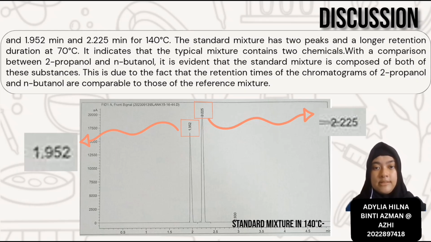The standard mixture has two peaks and a longer retention duration at 70 degrees Celsius. It indicates that the mixture contains two chemicals, with a comparison between 2-propanol and N-butanol. It is evident that the standard mixture is composed of both of these substances. This is due to the fact that the retention times of the chromatograms of 2-propanol and N-butanol are comparable with those of the reference mixture.